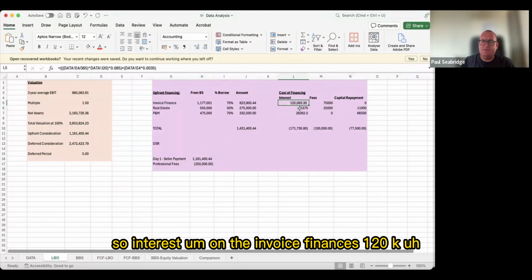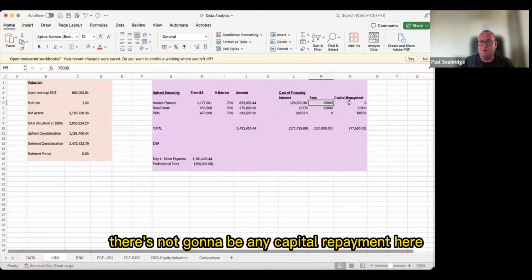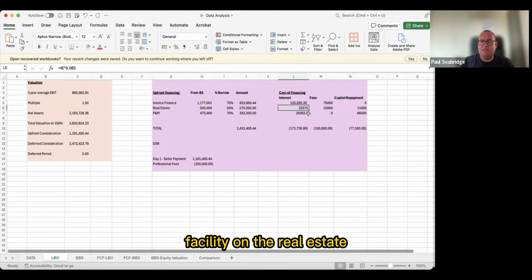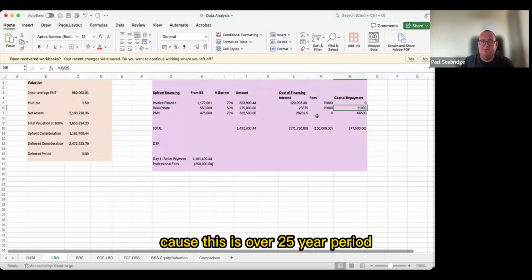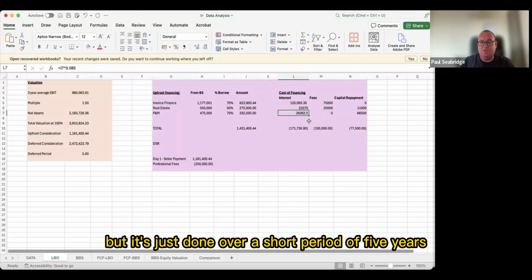So interest on the invoice finance is 120k. There's going to be an arrangement fee initially of 75k. There's not going to be any capital repayment here because it's just going to be a revolving facility. On the real estate, the interest every year is 23k. There's a 25k arrangement fee, and then we're going to pay 11 grand off the capital because this is over a 25-year period. Plant and machinery, exactly the same, but it's just done over a shorter period of 5 years.